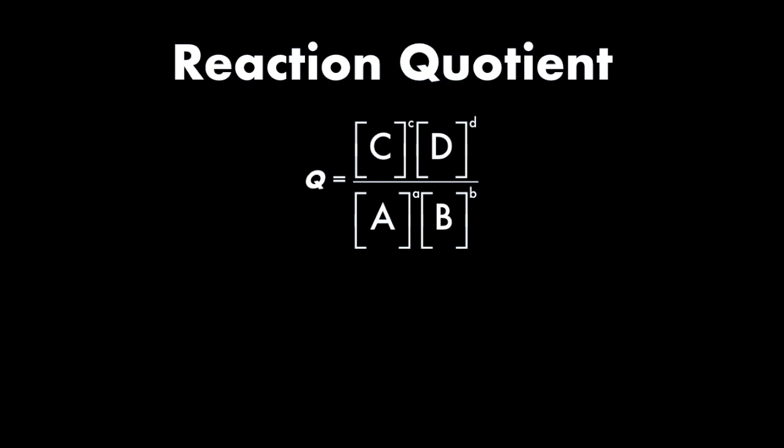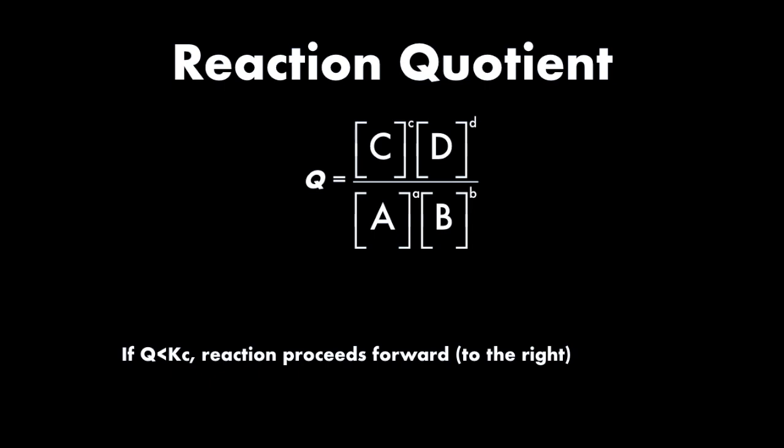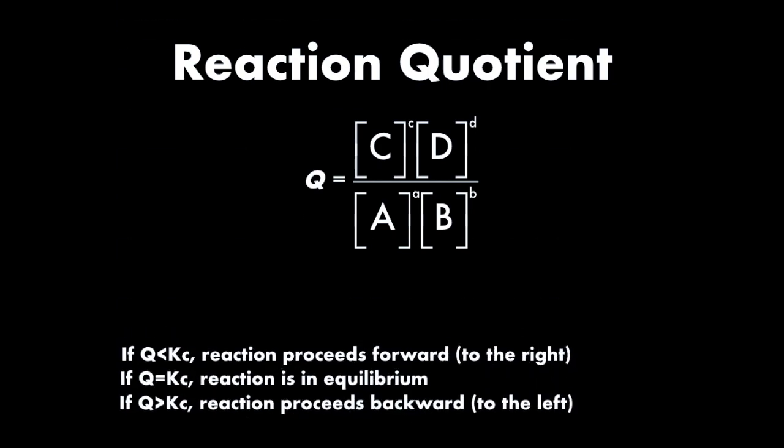Here are 3 simple rules to show how you can predict the direction of the reversible reaction. If Q is less than Kc, the reaction proceeds to the right, meaning it favors the products. If Q is equal to Kc, the reaction is in equilibrium. If Q is greater than Kc, the reaction proceeds to the left, meaning it favors the reactants. Q here is defined very similarly to Kc, but the concentrations aren't necessarily at equilibrium.